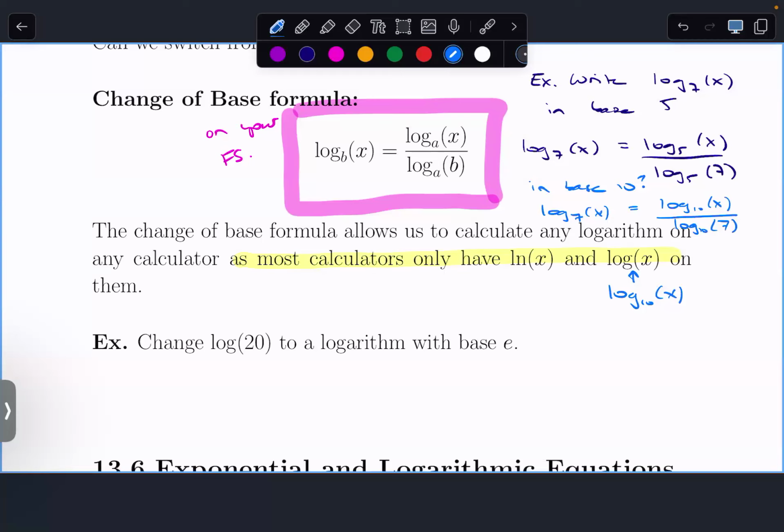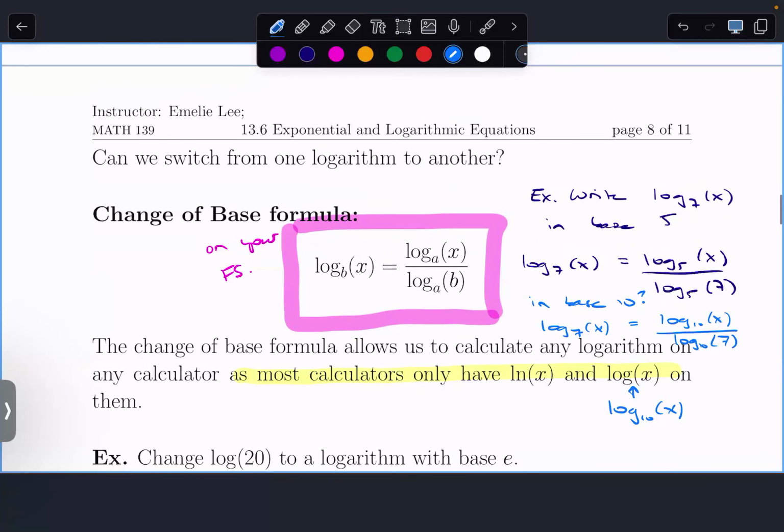have a little log with an empty base, an empty inside log. So your calculator might have some log base button. If not, you'll need the change of base formula, which is on your formula sheet, and that's why it's on your formula sheet. Are we allowed to use that? Yep.